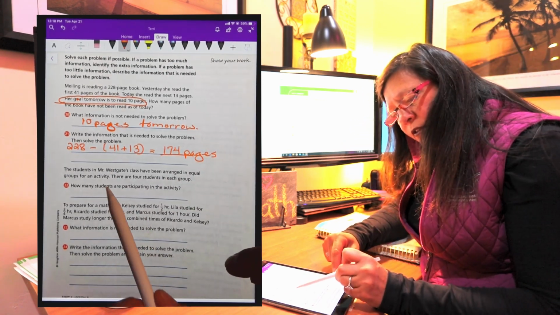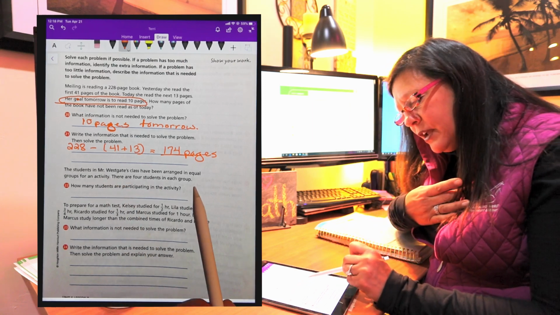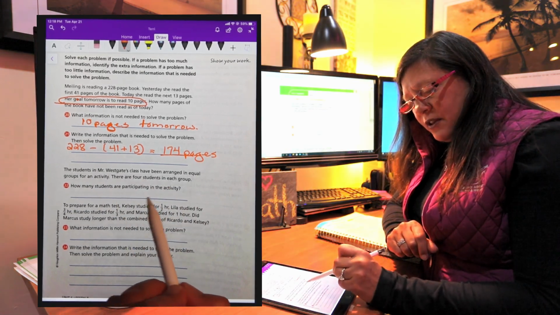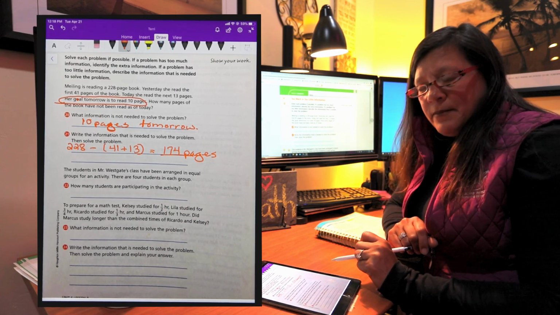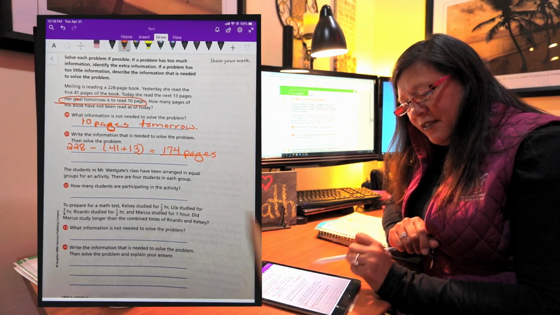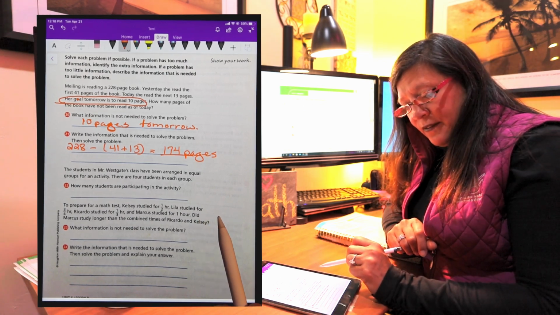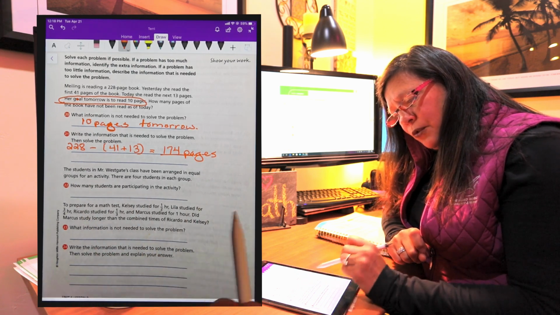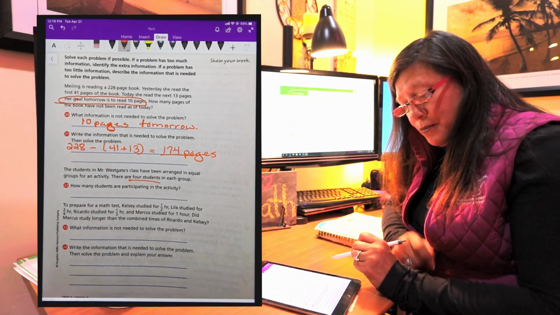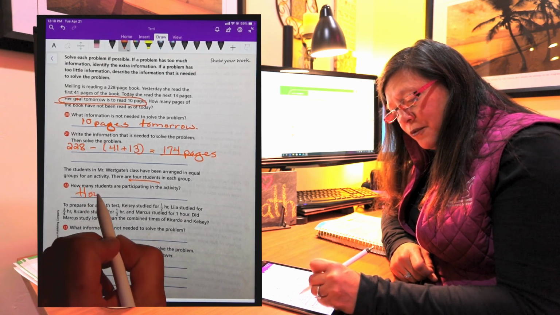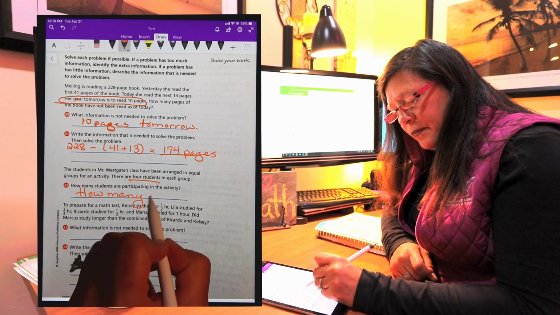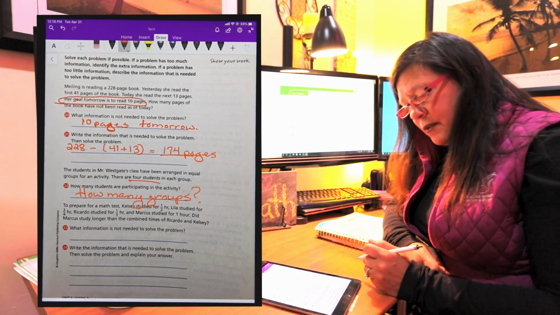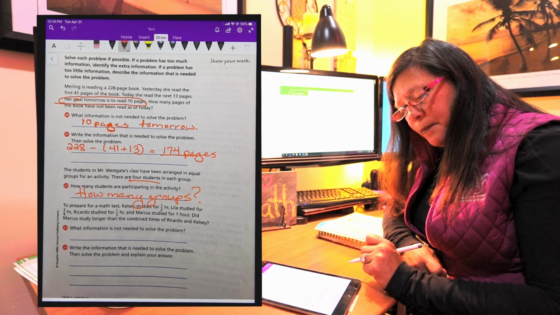Okay, moving on to the next one. The students in Mr. Westgate's class have been arranged in equal groups for an activity. There are 4 students in each group. How many students are participating in the activity? Well, I'm going to give you a moment to think about that because there is not enough information here. What do we need to know? Okay, so we know that he has arranged them in equal groups, and we know there's 4 students in each group, but we don't know how many groups. We only know how many students in each group. So that's missing information for that problem.